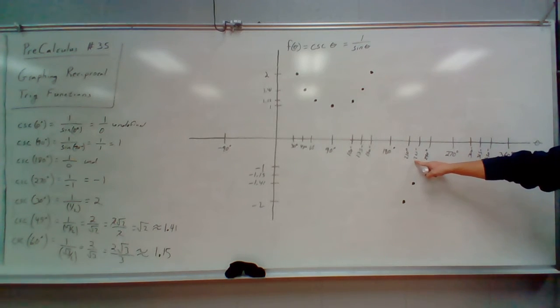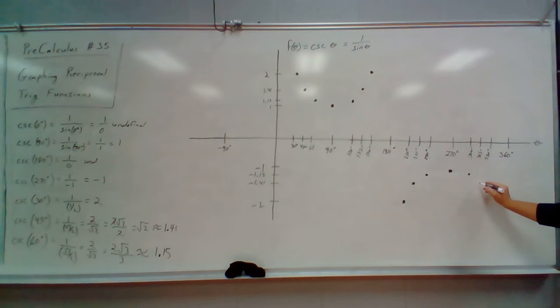315 degrees matches with 225. And again, it's negative, so that would be here. And 330 matches with 210, so it's negative, so it would be here.